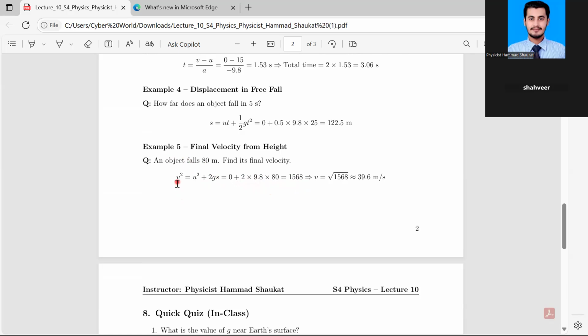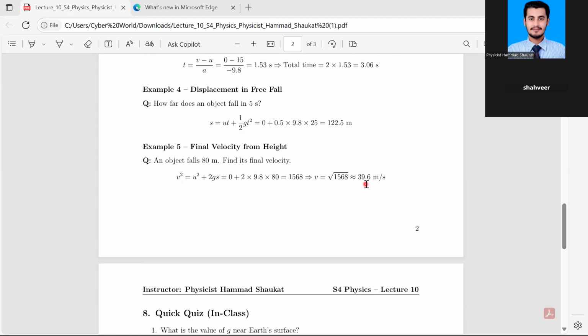On the other side, you have final velocity squared, but they're asking you to find only the final velocity. So what do we have to do to remove the square? Take the square root on both sides. On this side, the square cancels with the square root and you are left with only v, the final velocity. On the other side, the square root of this is approximately equal to 39.6 meters per second, right?